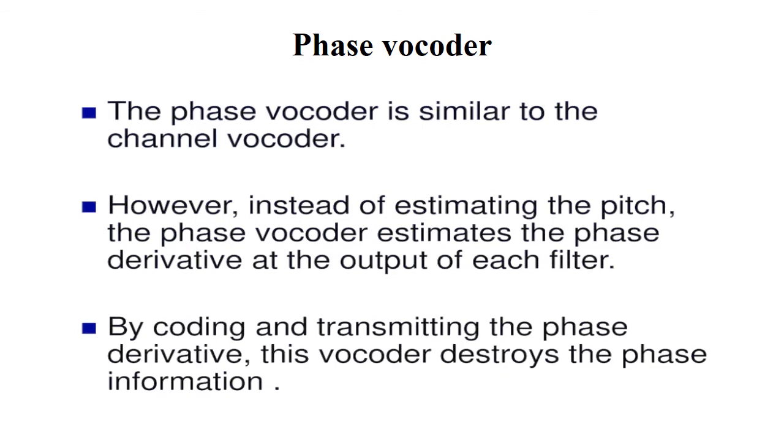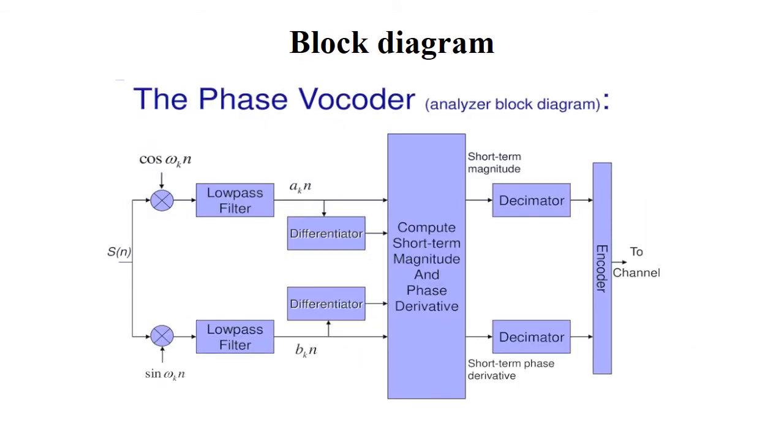By coding and transmitting the phase derivative, this vocoder will destroy the phase information, and it will pass to the output of the signal level. So here is the phase vocoder analyzer diagram. First we pass the input signal, that is s(n). It will be fed to two signals, a cosine signal, that is cos(ωk n), and a sine signal, that is sin(ωk n).